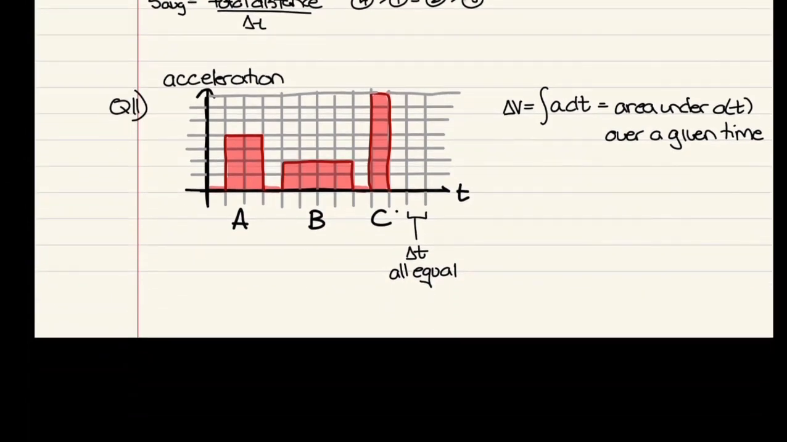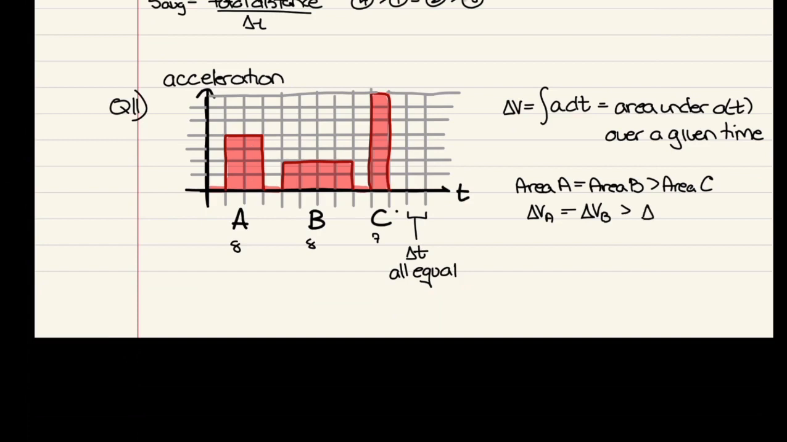So if I look at A, there looks like there's 8 squares. B also has 8 squares. And C, there's 1, 2, 3, 4, 5, 6, 7 squares. So the area of A equals the area of B, which is greater than the area of C. So as a result, the change in velocity for A is equal to the change in velocity for B, which is greater than the change in velocity for C.